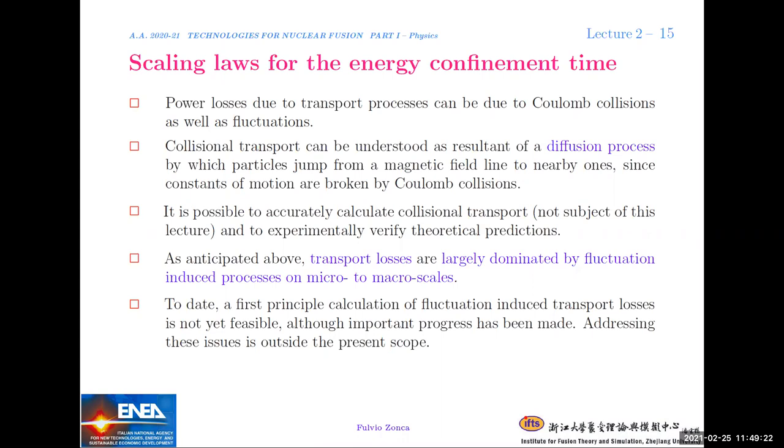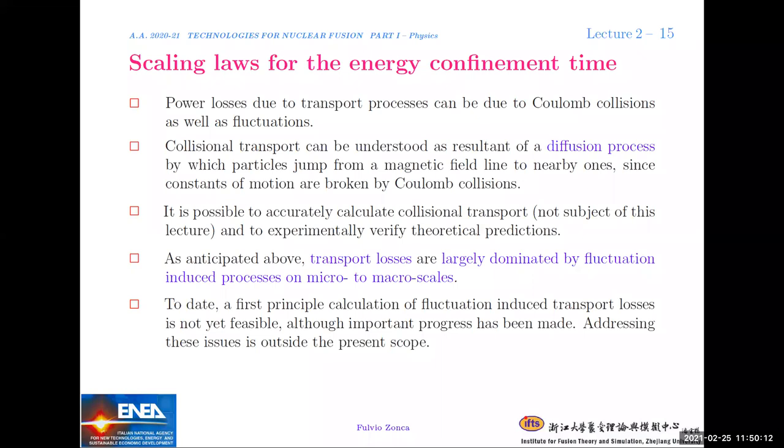Unfortunately, since the plasma has very low collisionality because of the dependence on the temperature, again, collisionality goes down like temperature to the 3/2 power, the transport is dominated by fluctuations, both on the micro and the macro scale. And up to date, there is no comprehensive and satisfactory theory that tells you exactly how to calculate the fluctuation-induced transport. So while for the collisional transport we have the theory, for fluctuation-induced transport we don't.